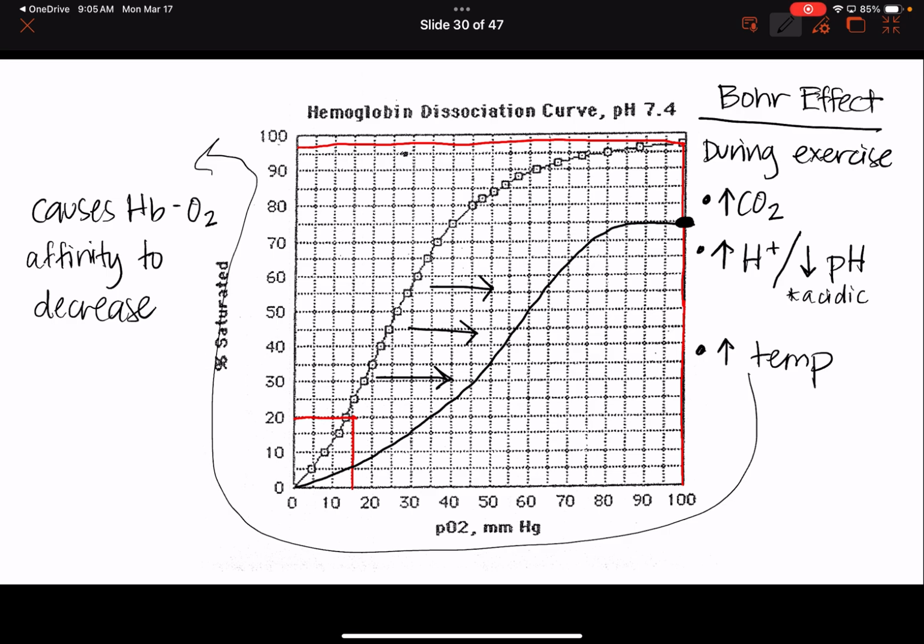But because of these changes and these different factors, an increase in CO2, increase in temperature, a drop in pH, this causes this curve to shift to the right, which means that we can still get to, sorry, not 100%, but 100 millimeters of mercury, that PO2 of 100, with less oxygen available. We can get there faster. And it's because oxygen and hemoglobin are not as attracted to each other, so it's really easy to deliver it. And this shift to the right is called the Bohr effect.